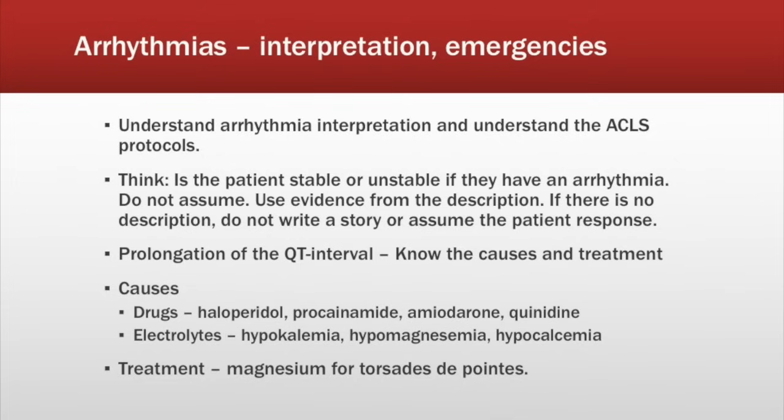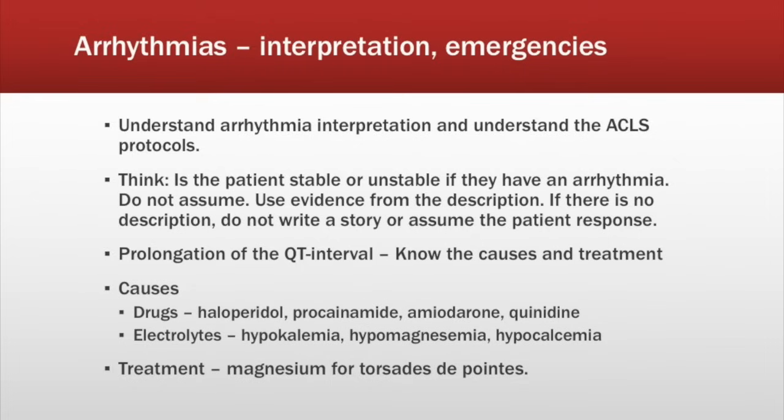So if you do get an interpretation or arrhythmia example on the test, just look for signs of them being stable or unstable, and what would you do? So know that if there's not a description in the question to rule one of those two things out, do not write a story and don't assume the patient response. Only go by what the question presents.